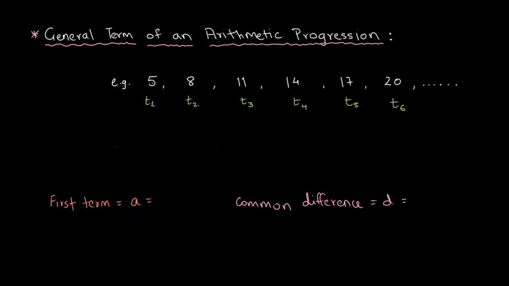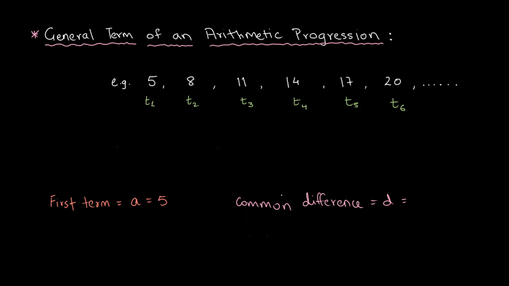Let's name all the terms. The first term we'll take as T1, the second as T2, the third as T3, T4, T5, T6, and so on. If you remember in the previous video, when we were discussing the parameters of an arithmetic progression, we denoted the first term T1 with a variable a. So in this case, the first term is 5, right?